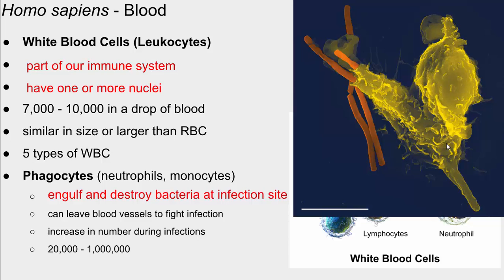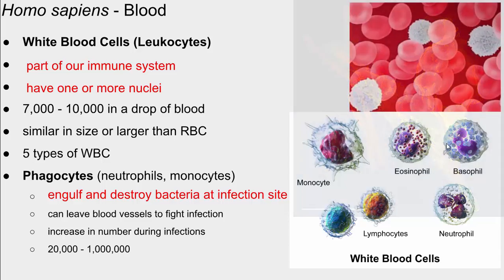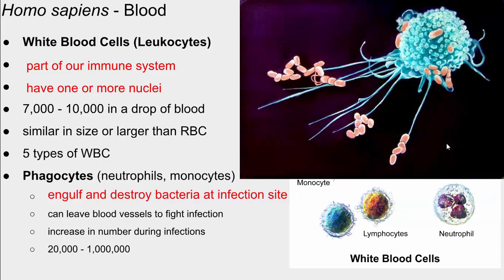Here you have a white blood cell engulfing some rod-shaped bacteria. This is the white blood cell basically destroying these bacteria. Here's another example of a white blood cell. They're reaching out, grabbing onto these bacteria, trying to destroy them.